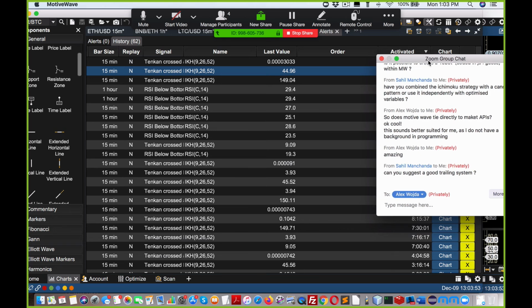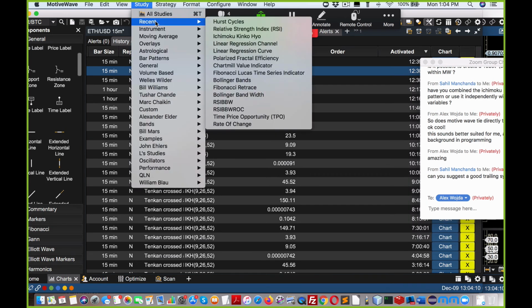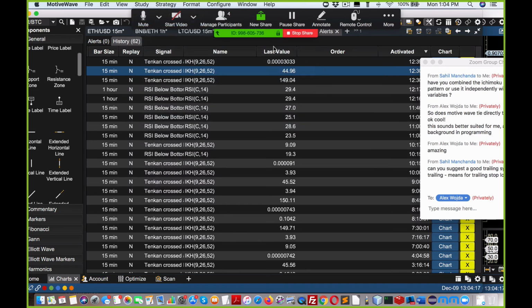Can you suggest a good trading system? You're looking at it. I'm trying to get it to the best I can, Sahil. I'm showing the indicators I think work best in MotiveWave, meaning definitely this study that I've talked about earlier, this study right here, the Ichimoku Kinko Hyo is really, really good. I just showed you the cycles for the Hurst is really good as well. So that's your trading system there.